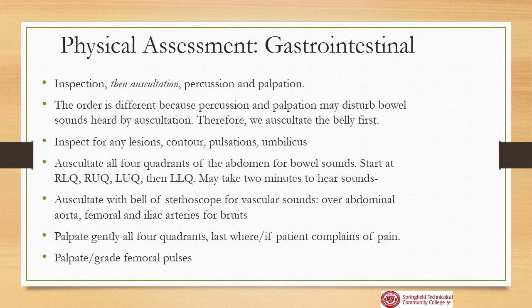And gently you're going to palpate all 4 quadrants using your critical thinking skills to palpate last if the patient complains of pain. So if your patient says, oh, I have terrible pain, it's in my right upper quadrant, remember, you're going to look first, then use your stethoscope and listen, and then you're going to palpate very gently, and I would go to the right upper quadrant last. And you're going to also palpate and grade the femoral pulses.